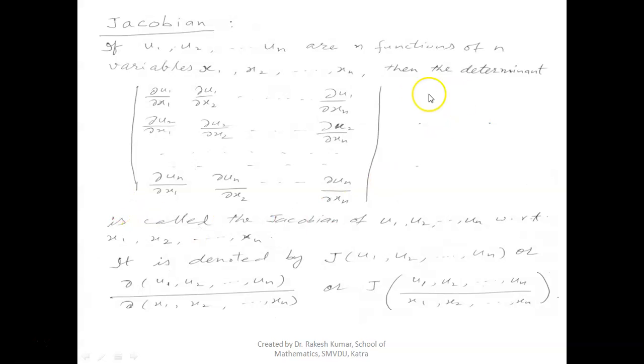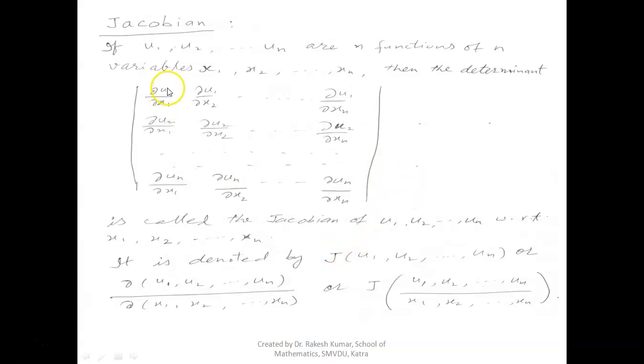So this determinant is known as the Jacobian of u1, u2, un with respect to x1, x2, xn. It is denoted by capital J of u1, u2, un, or del of u1, u2, un upon del of x1, x2, xn, or J of u1, u2, un upon x1, x2, xn. This kind of determinant is known as a Jacobian.